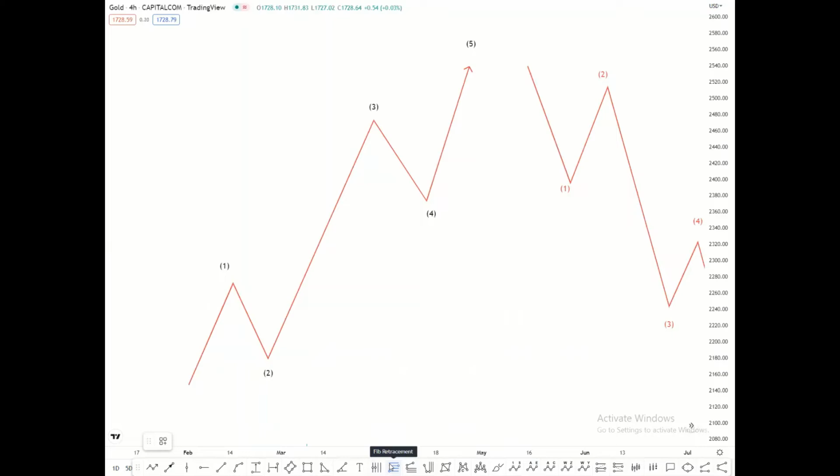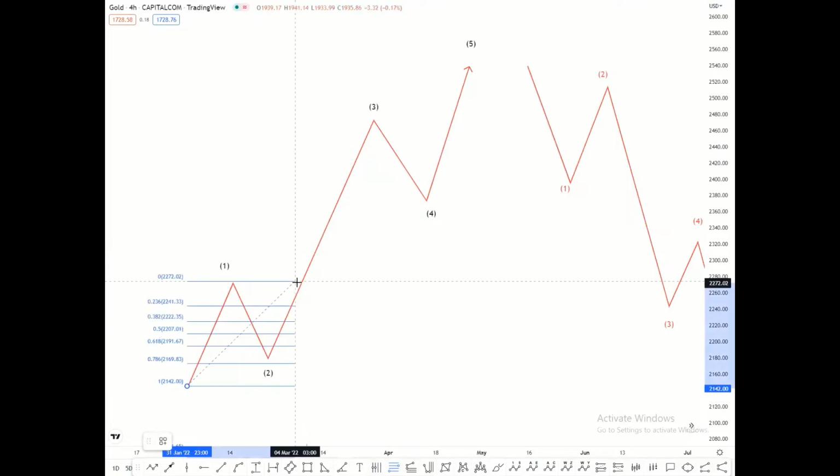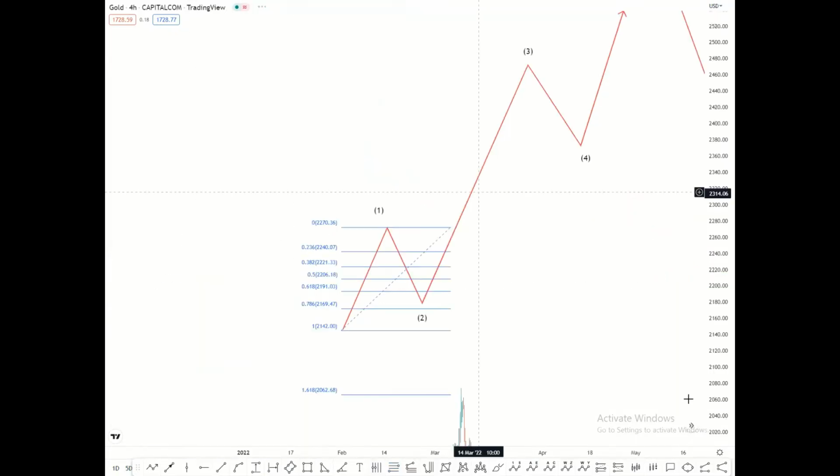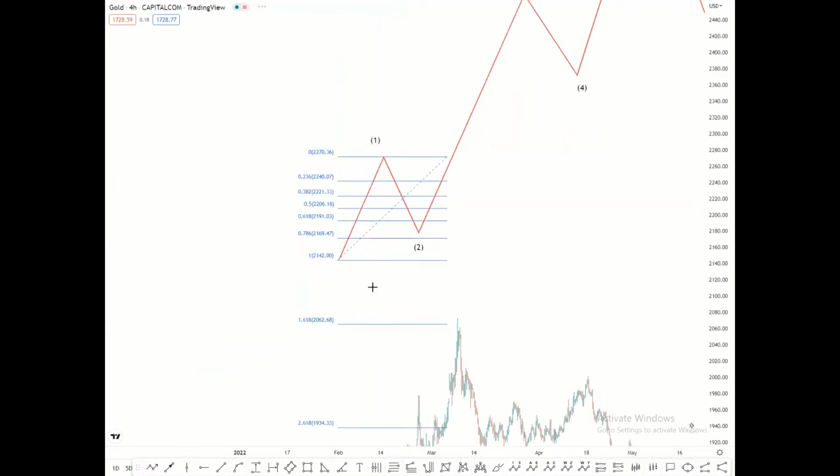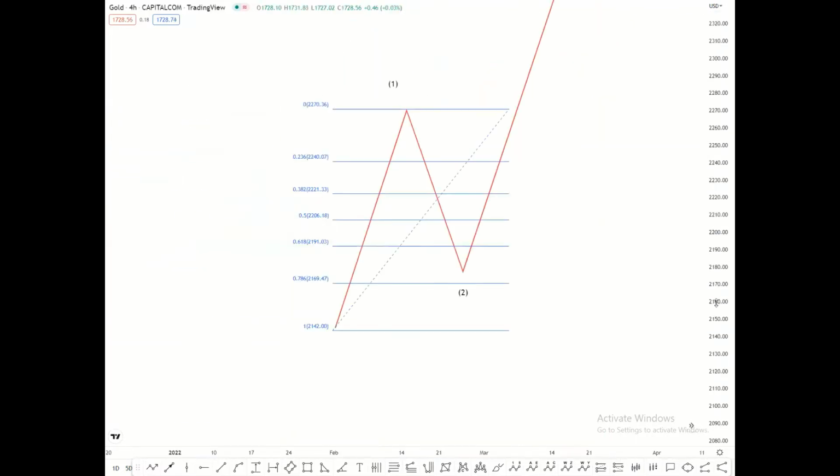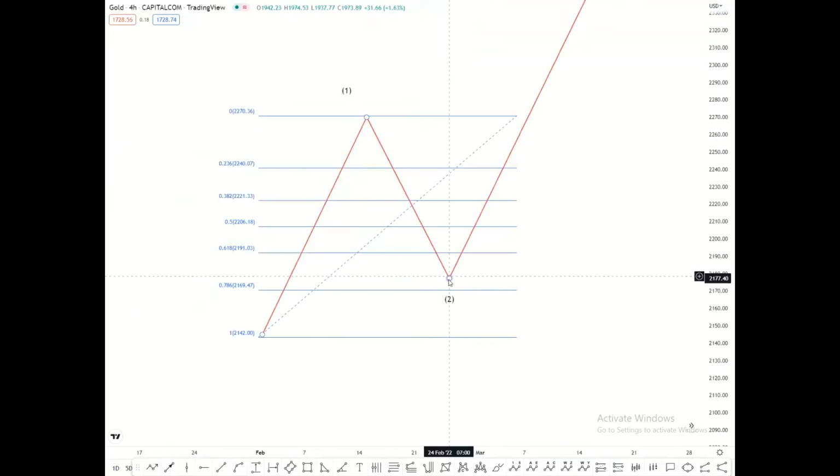So we're going to use the Fibonacci retracement. The trend starts here, and then wave 1 terminates over here, and then we get to a correcting phase. So we're just going to put our Fibonacci over here, at the top of wave 1, and try to find the termination point for wave 2, right?